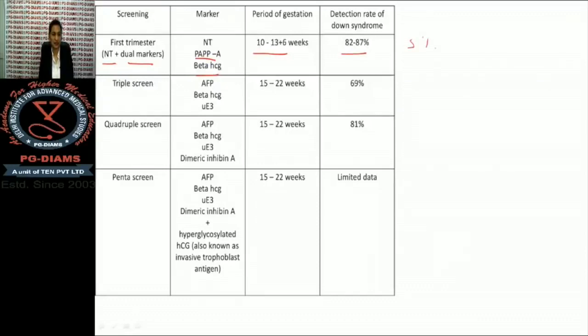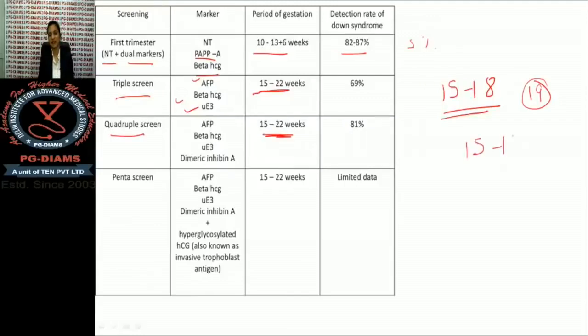While triple screen, which includes AFP, beta HCG and unconjugated estriol, is done at 15 to 20 weeks. It can be done from 15 to 22 weeks, but in India we do it from 15 to 18 weeks only, because we want the result by up to 19 weeks so that we can decide on abortion. Similarly, quadruple screen can be done up to 15 to 22 weeks, but it is done at 15 to 18 weeks only. There is no point in having a result at 20 weeks when you cannot do anything with the result.